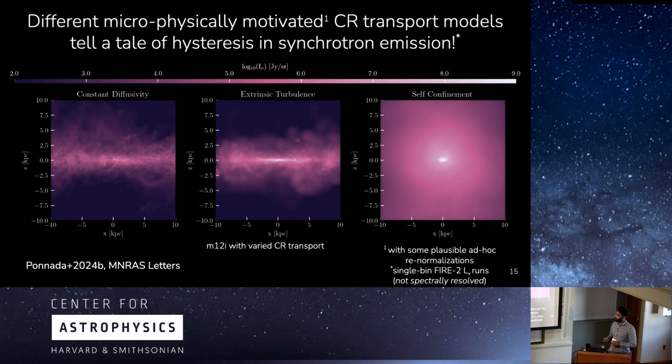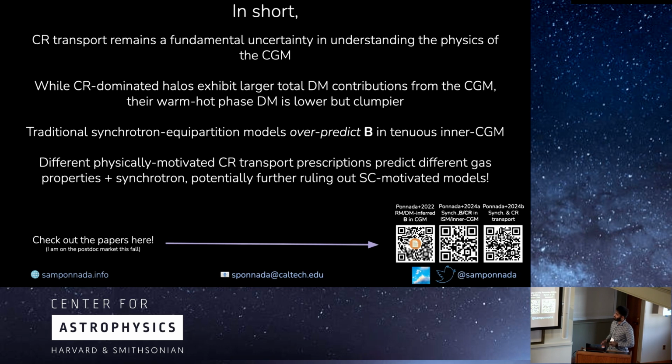And so the model space is basically wide open. And so the hope is that we can continue to use synchrotron emission in addition to all these other observables to try and constrain cosmic ray transport and feedback in galaxies like our own. And so this is basically the summary of what I talked about today, and I'll open it up for questions.